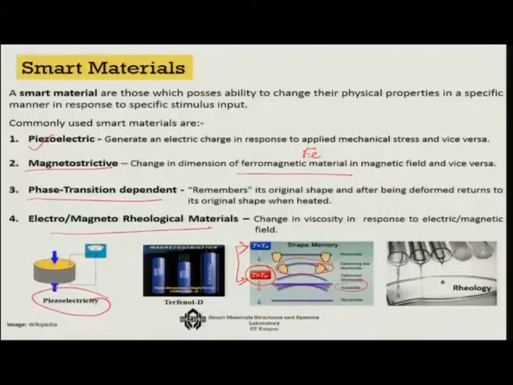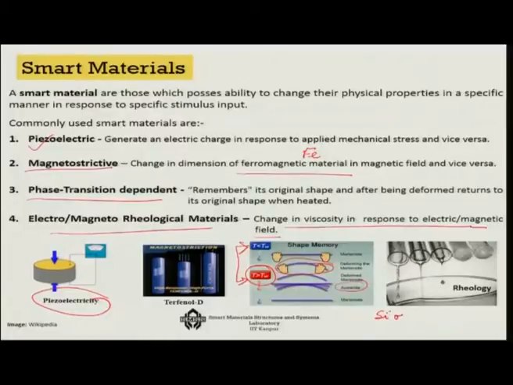Electro- and magnetorheological materials, I already told you, change in viscosity in response to electric or magnetic field. For example, for the magnetorheological materials, one of the best examples is iron nanoparticles in a solution like silicone oil. So silicone oil plus iron nanoparticle suspension, and then you apply a magnetic field, you will see a similar bridging effect, and that completely, dramatically changes the viscosity of the solution.